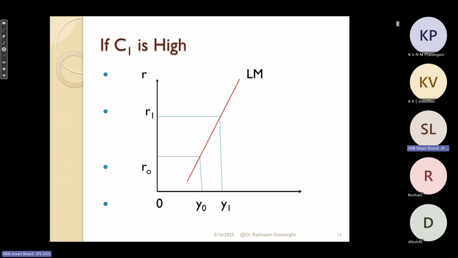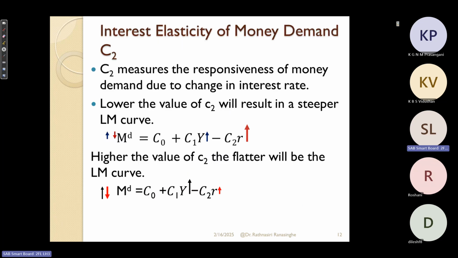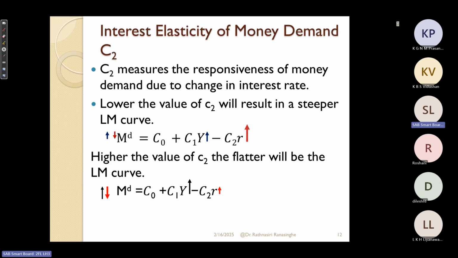Now this is C1 high. The other one is C2, the interest elasticity of money demand. That explains the sensitivity between the interest rate and money demand. Now suppose we assume a lower C2, a lower sensitivity. The interest rate is not highly responsive to changes in money demand. In most developing countries we see such things, even though there is an adjustment in the interest rate.